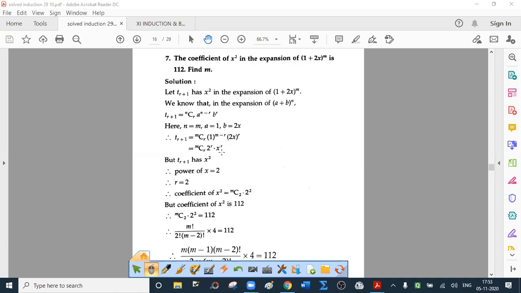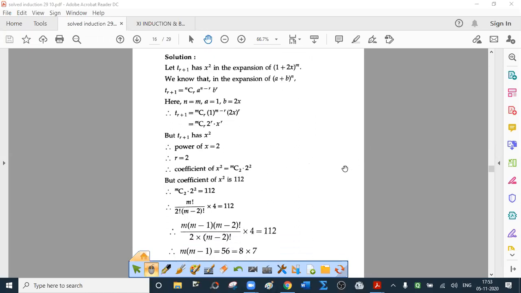Now for this term to be in x^2, why x^2? Because we are asked to find the coefficient of x^2. That is why. So r has to be what? 2, right? So what is the coefficient in that case? It is mC2 2^2, but it is given to be 112.